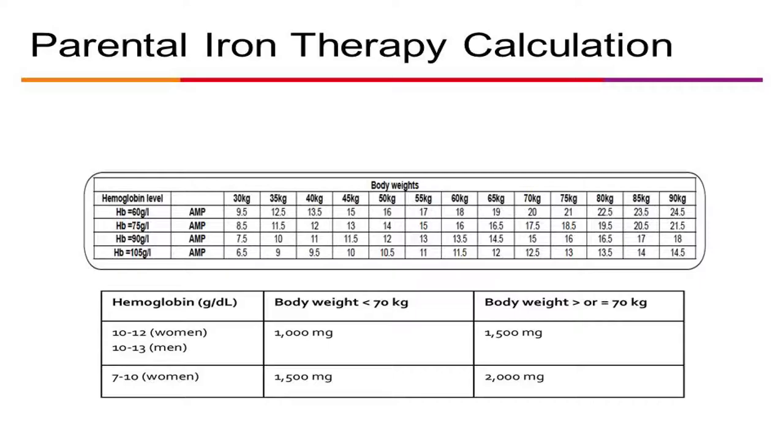And for Ferinject, we calculate the dose according to the hemoglobin level and the body weight. For example, if a patient has a hemoglobin level of more than 10 and body weight of more than 70, the total dose the patient would need is 1000 milligram. And we can give this total dose in one session and that's it. But if it is going to be repeated, usually it is repeated on a weekly basis, so over 2 weeks only.